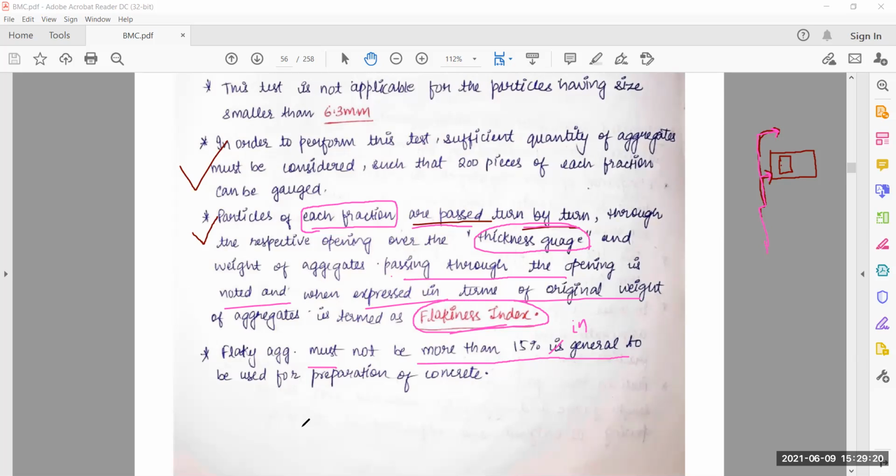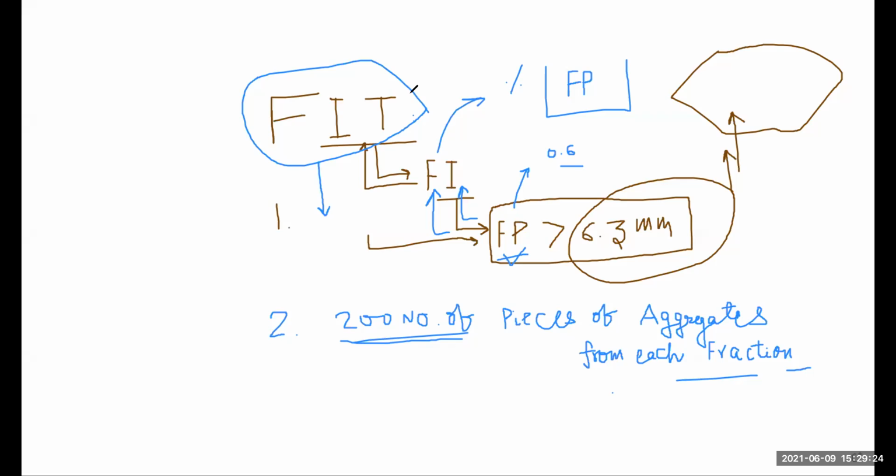I think you all just focus here. So I start my test. I think you all noted this point. Just observe here. For the flakiness index test, first we require sieves of different sizes.